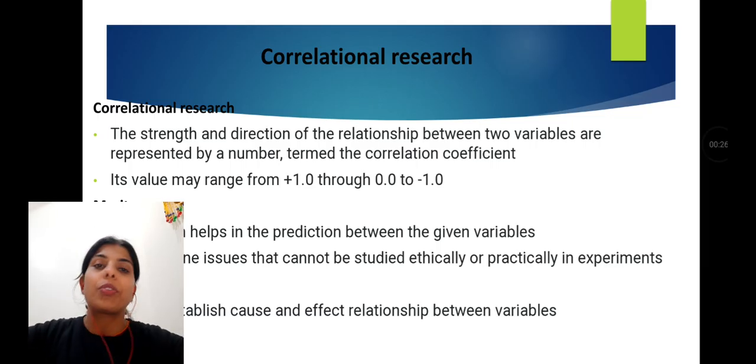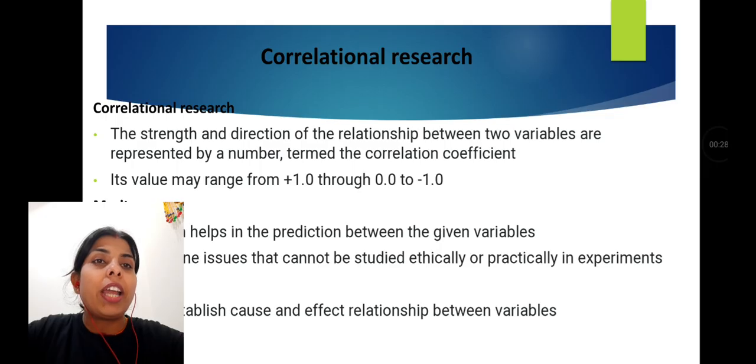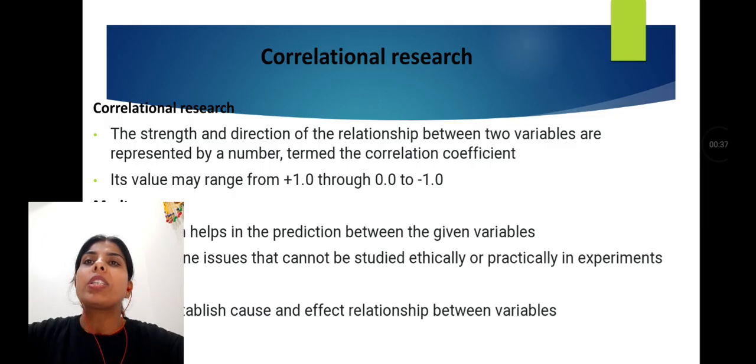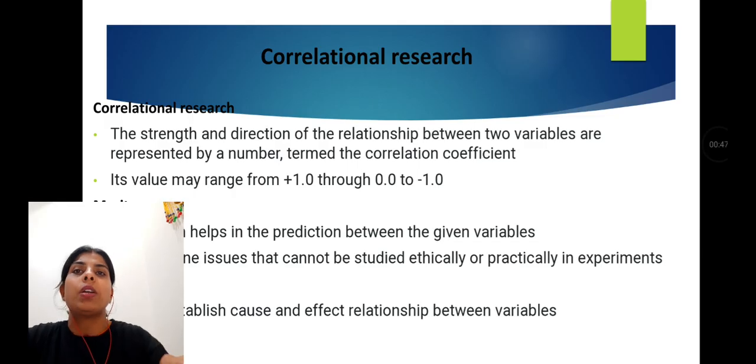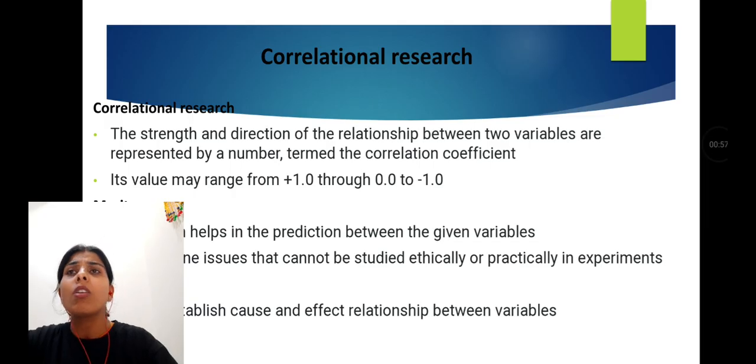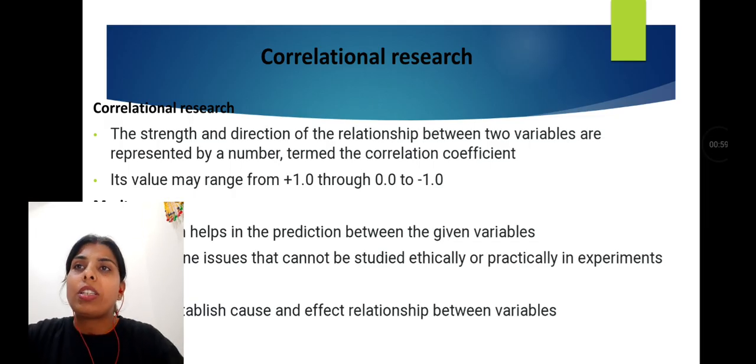So first, correlation method. The strength and direction of the relationship between two variables are represented by a number termed the correlation coefficient. Correlation refers to a statistical technique used to determine the relationship between two variables. It tells us whether and how strongly pairs of variables are related. For example, is there a relationship between the number of hours studied and exam scores? Or between stress level and sleep quality?